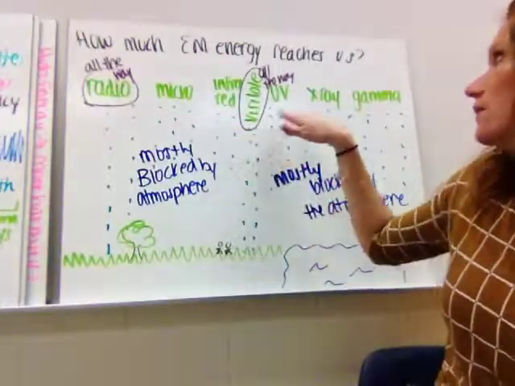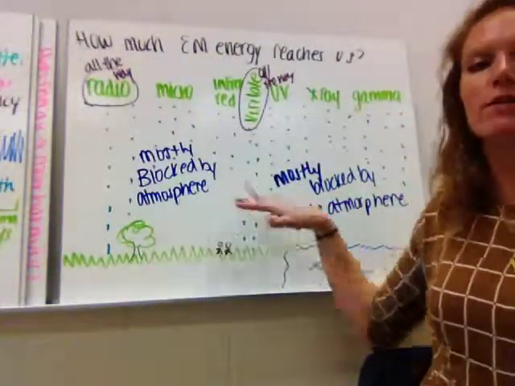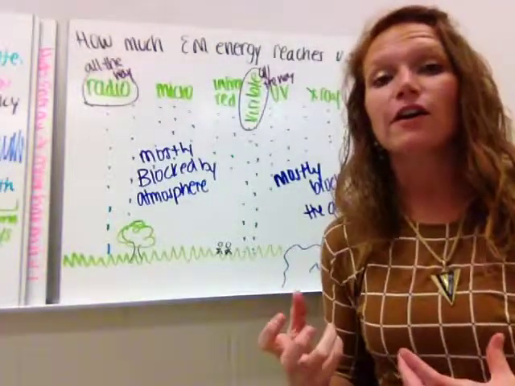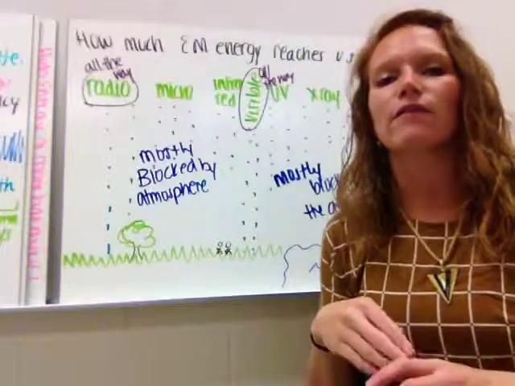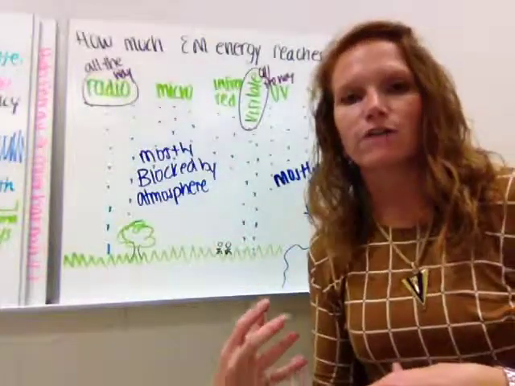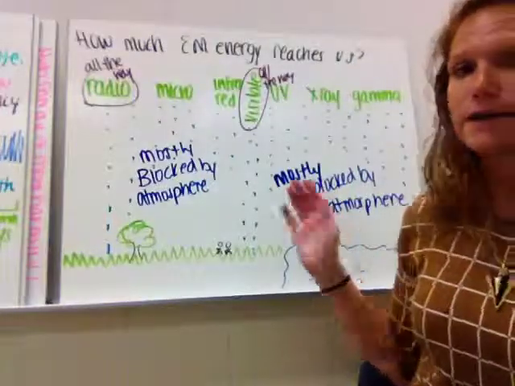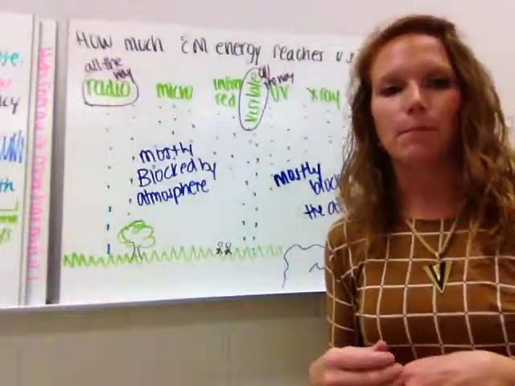Microwaves, infrared rays, UV, X-ray, and gamma rays are mostly blocked by the atmosphere. Obviously, there are some places where the atmosphere is a little thinner, or the intensity of the wave is much stronger. It will go a little bit further down into the atmosphere, possibly all the way to Earth. That's how we get some UV rays. But most of it is blocked by the atmosphere.